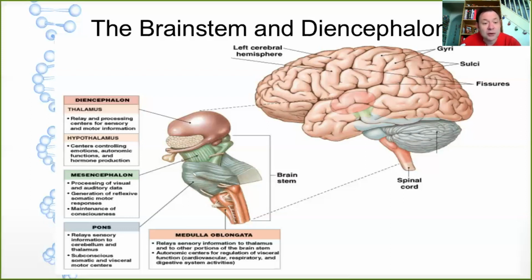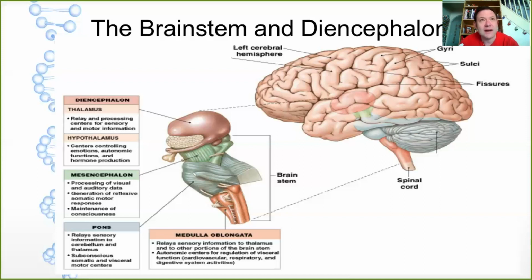So mesencephalon: processing of visual and auditory data, generation of reflexive somatic motor responses. So if suddenly an object rushes towards your eyes, you will pull your head back. That's subconscious. This part of the brain is also responsible for the maintenance of consciousness. So to be consciously aware rather than unconscious, asleep, this part of the brain needs to be active. It uses a neurotransmitter called dopamine, which I will talk about later.